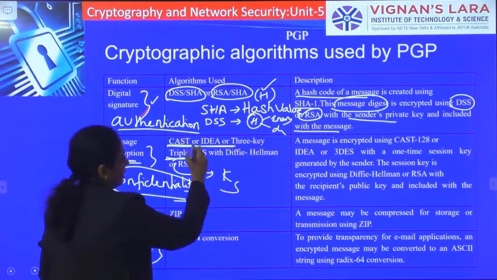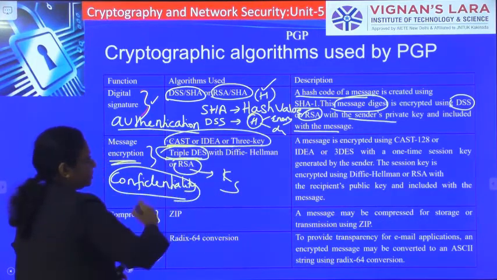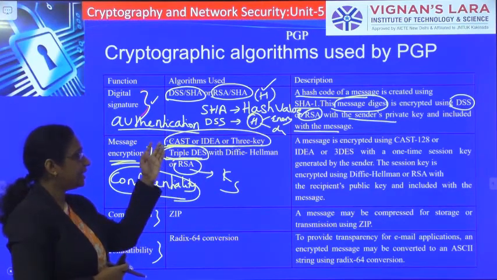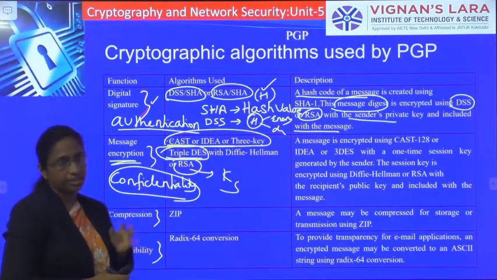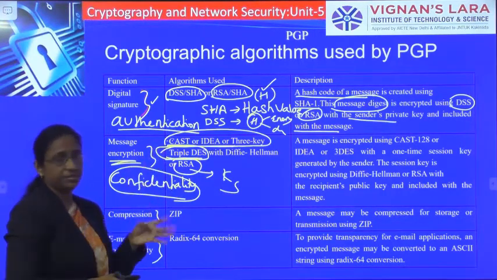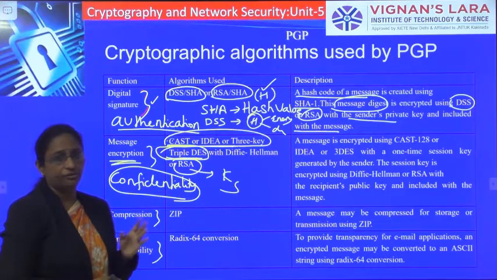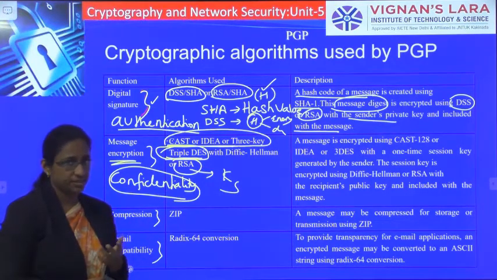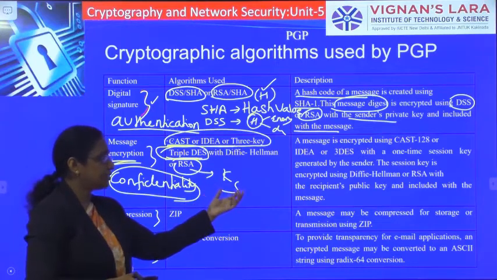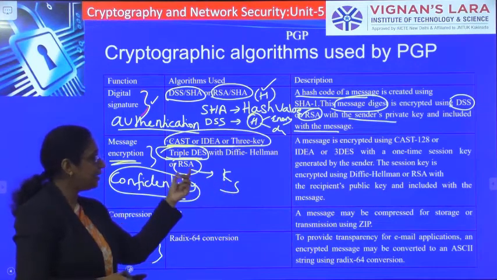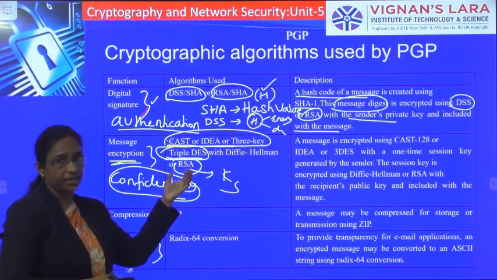Okay, for doing this encryption and decryption, whichever of CAST, IDEA, or triple DES you are using, these three algorithms require a key. For that encryption and decryption, the sender and the receiver require a key. So that session key is encrypted by using the RSA algorithm.